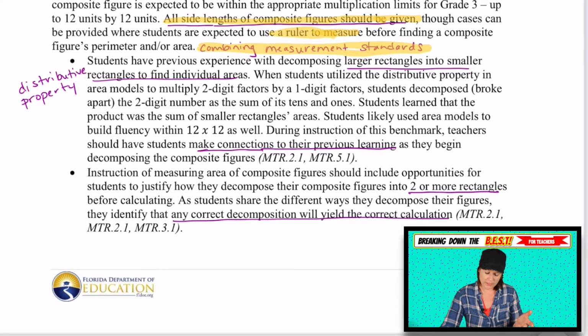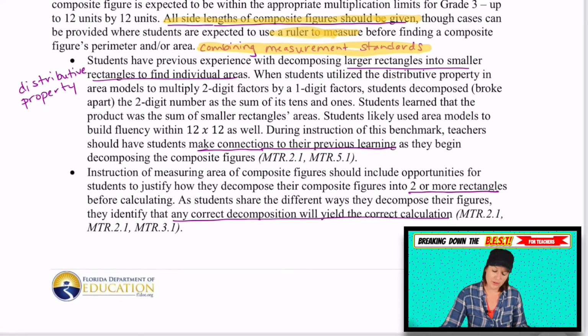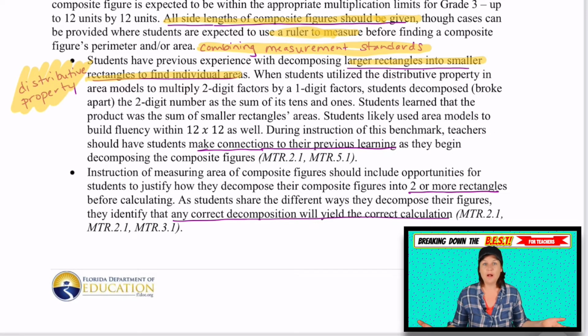Oh, and here, this was a great point. I didn't even think about this until I was reading it, but it says that students have previous experience with decomposing larger rectangles into smaller rectangles to find individual areas. We did that when we were showcasing the distributive property. And I was like, oh my gosh, I can't believe I forgot that, but that's a great point to make. So we can use that knowledge to make connections to their previous learning of using that distributive property.